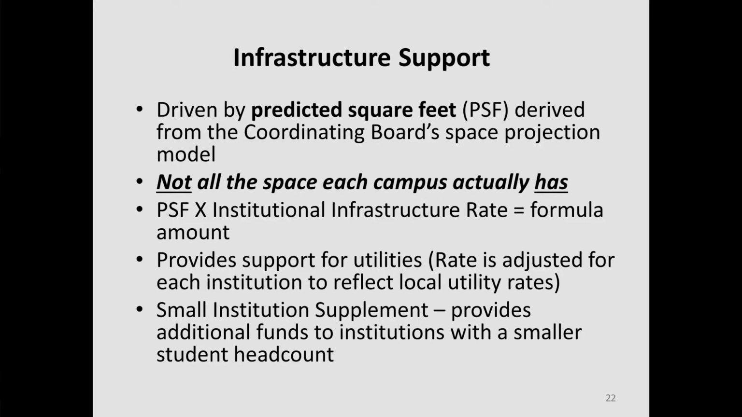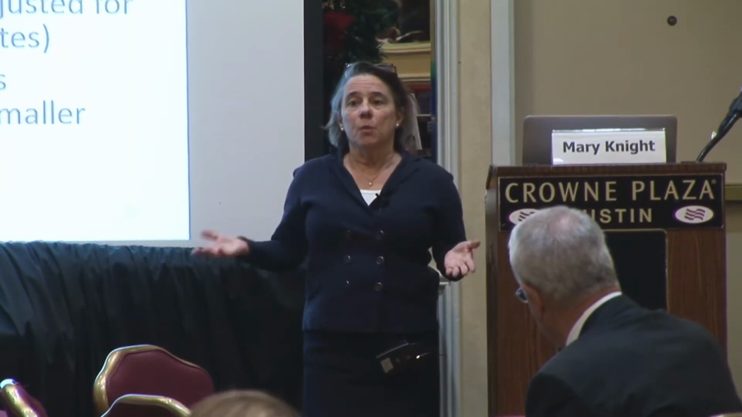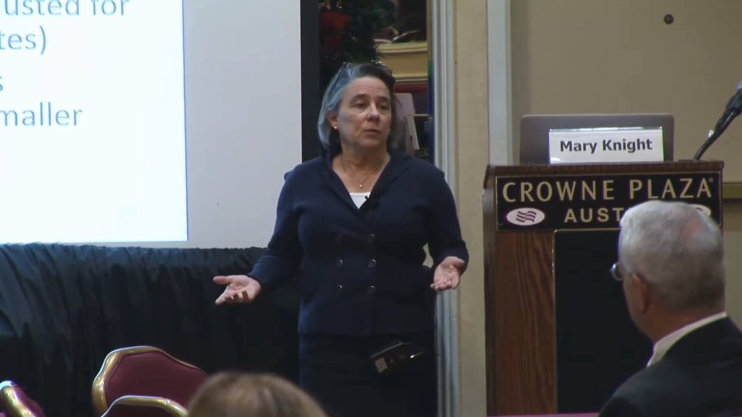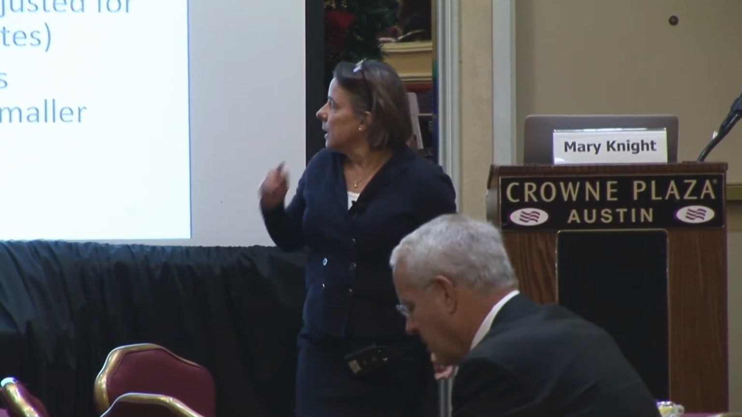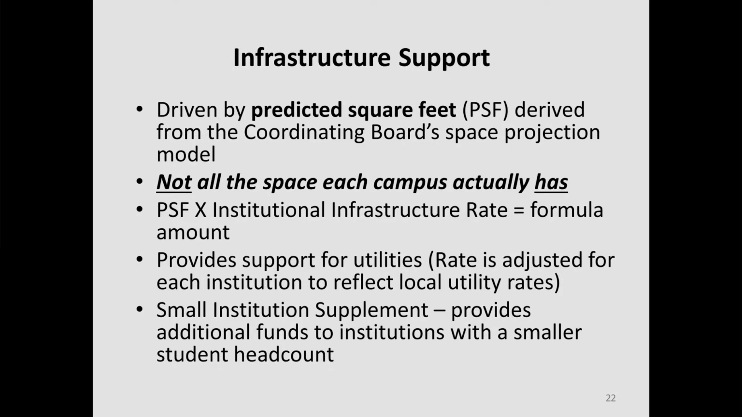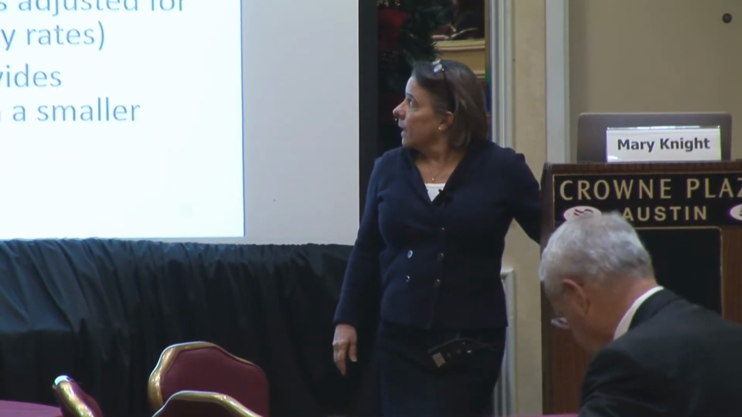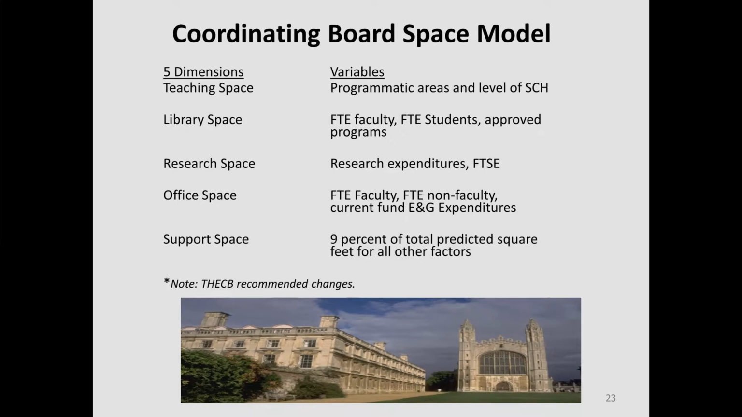Okay, so infrastructure support is, as I was saying, facilities, buildings, support for the infrastructure of the university. And it's driven by predicted square footage. So it's not how much space we actually have on a campus, but what we should have based on the types of students we have, the types of courses we're teaching, and the amount of research we're doing. All of those things factor into it. And as I said, there's some small institution supplement. And then utilities, the rate may vary by location, just because utilities may cost different in different locations.